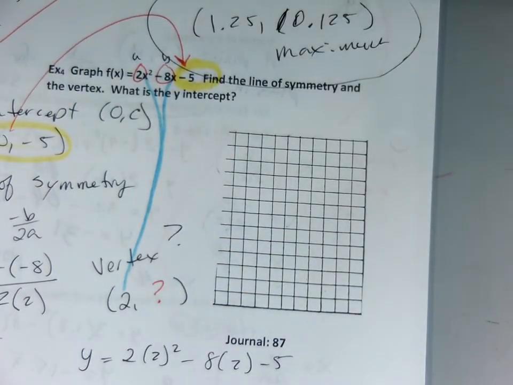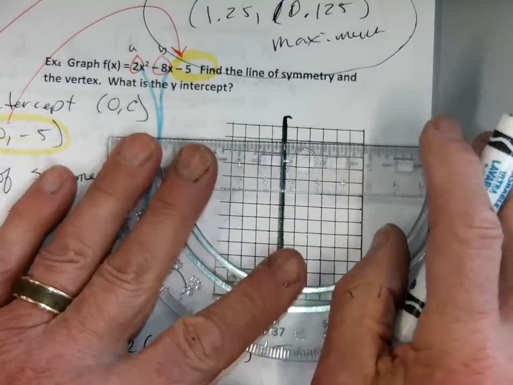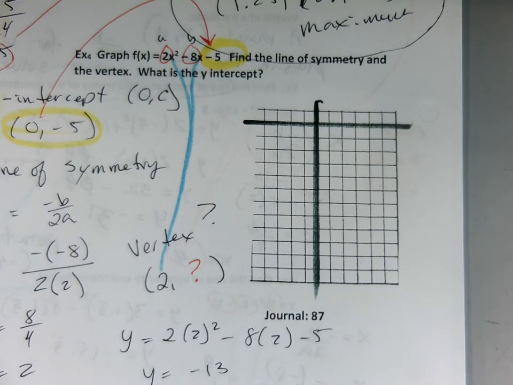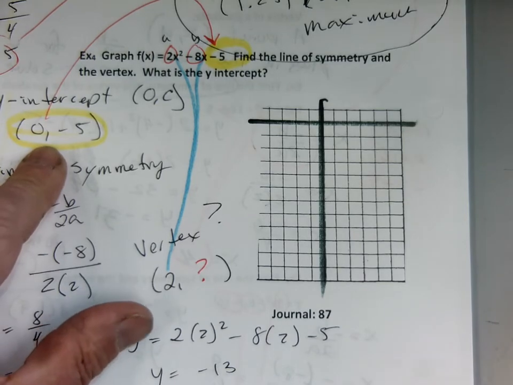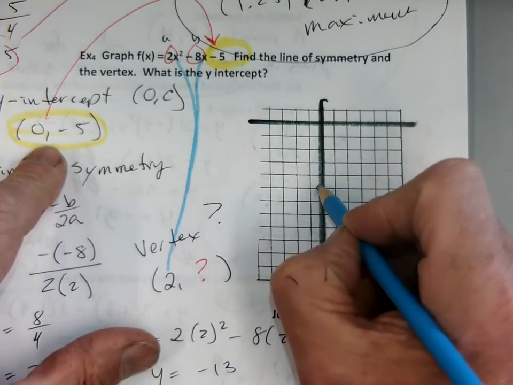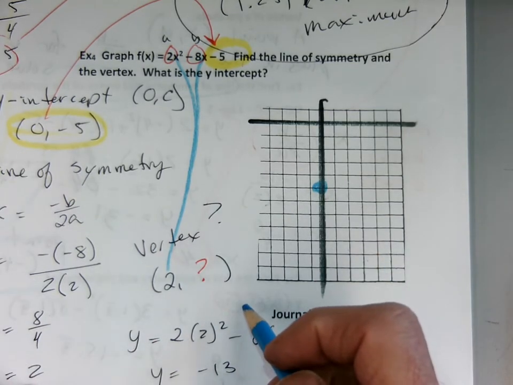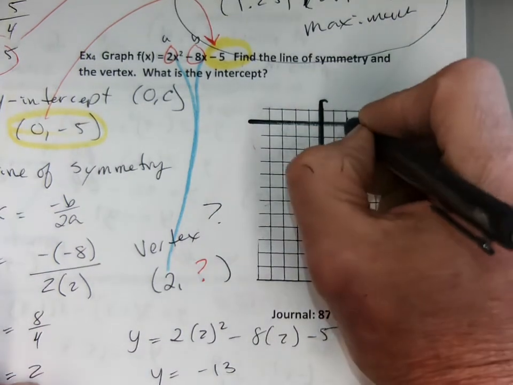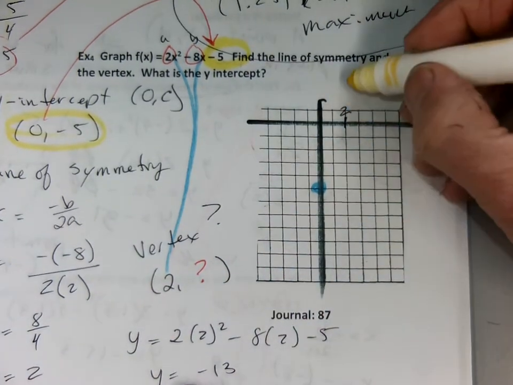All right, so I'm going to have to start with my xy axis. I might have to go by 2s on my y-axis to make it fit. Maybe not. If I start way up here, it might fit right there, okay? All right, what do we know? Well, I know my y-intercept. My y-intercept is at 0, negative 5. 1, 2, 3, 4, 5. Okay, I got that. What else do I know? My line of symmetry is at x equals 2. There's my x equals 2, right? So I'm going to put my line of symmetry in there like this.